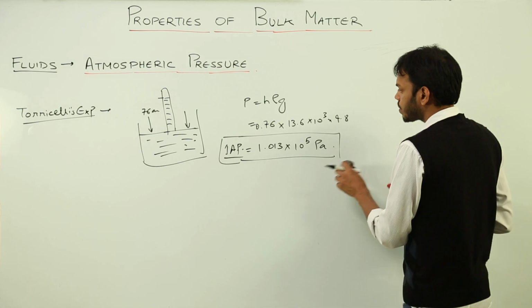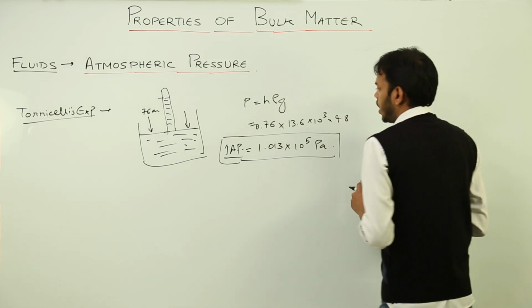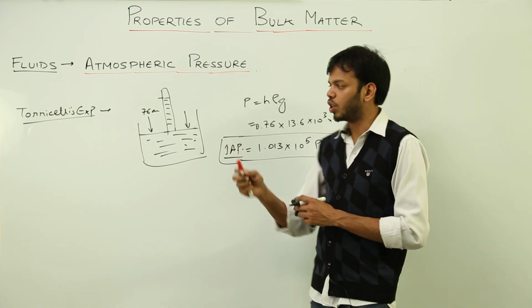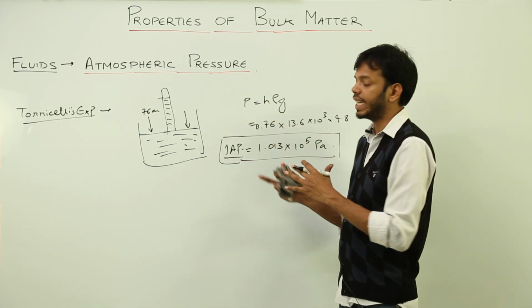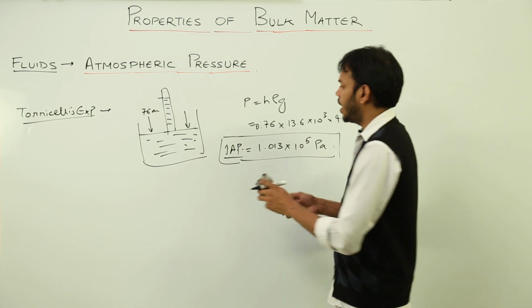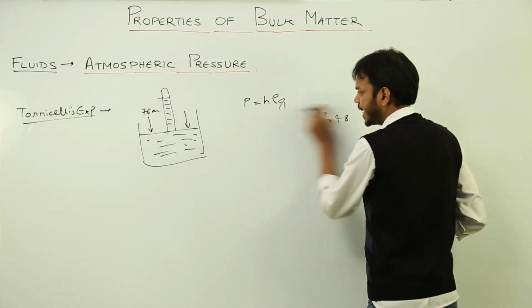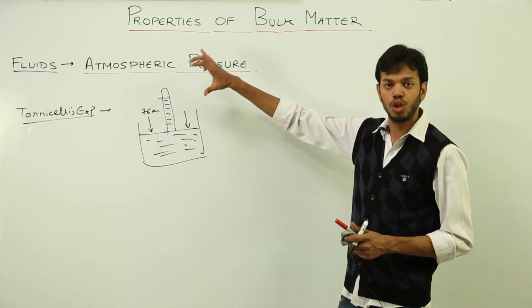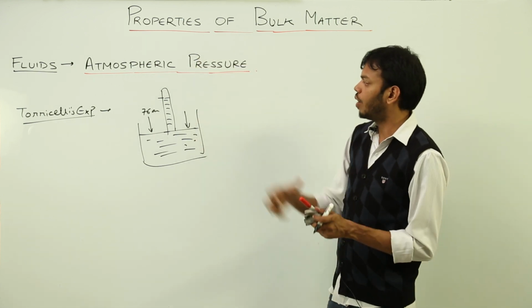5 pascals. Now, a very important thing: if this is the value of 1 atmospheric pressure, we'll just take the gist of the whole experiment. A mercury beaker was taken in which a meter-long filled tube was dipped.